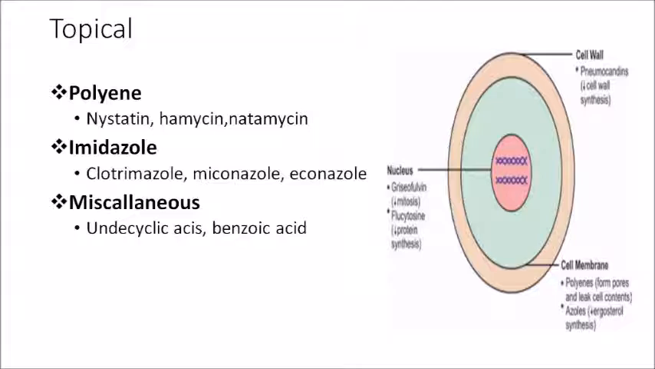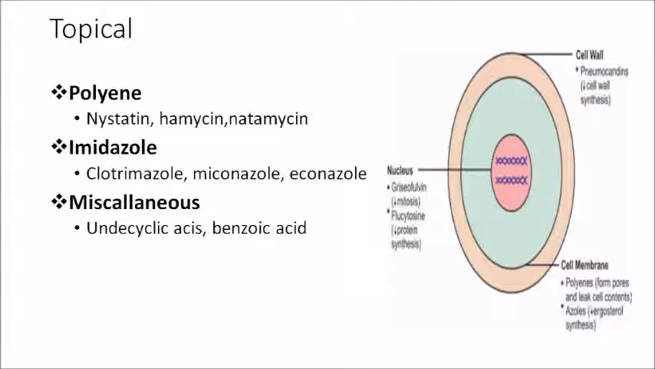And what is the mechanism of action of polyenes? Look at the figure. A fungus has an outermost cell wall. Inside that we have a cell membrane. Then we have the nuclear membrane and nucleus. So polyenes act upon the cell membrane. Polyenes form pores in the cell membrane. This leaks the contents and kills the fungus.